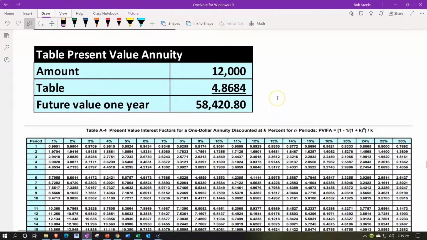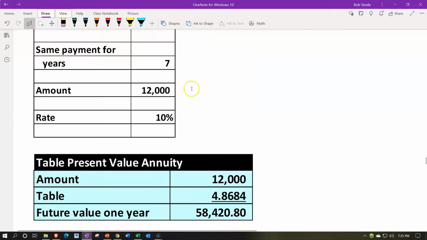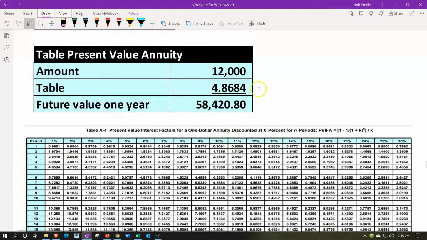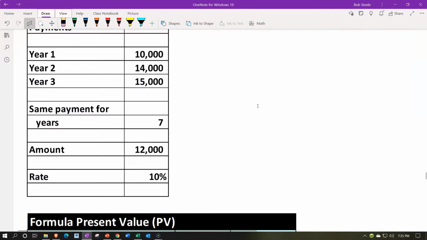So we'll do that after we do this one last calculation using now the tables. We're looking for 10%, 7 in terms of the period. So 10% and 7 gives us the 4.8684. So 12,000 times the 4.8684 gives us, once again, close to what we had before, slightly different due to rounding from the tables, 58,420.8.